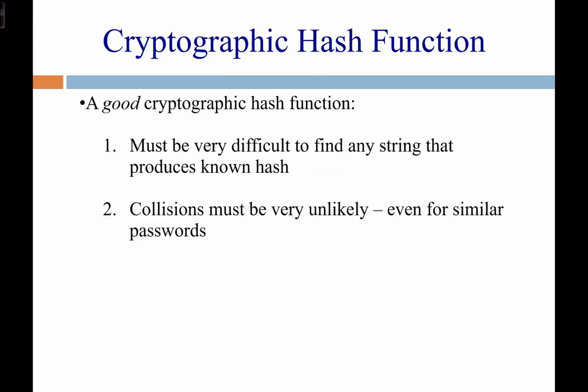So a good cryptographic hash function, just recapping what it should do, should make it very difficult to find any string that produces a known hash. So even if you do know the hash, which ideally you shouldn't, but if they stole the hashes, it should still be difficult or nearly impossible to produce a string that produces that hash. And collisions should be very, very unlikely, even for similar passwords. So if my password was AAA, and I typed in AAB, a similar string, those two strings should produce wildly different hash values.